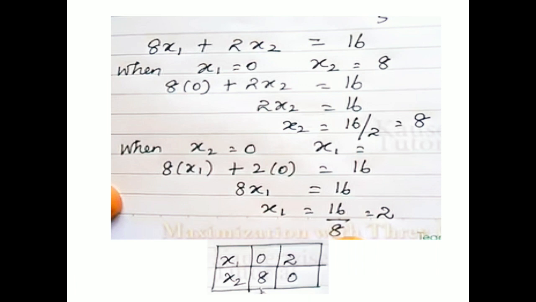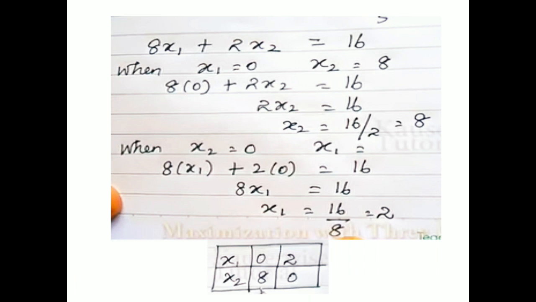So after putting x1 is equal to 0 in this equation, 8x1 plus 2x2 is equal to 16, and solving the equation, I got x2 is equal to 8. Similarly, when I put x2 is equal to 0 in the equation and solve it, I got x1 is equal to 2. So the two sets of points are x1 is equal to 0, x2 is equal to 8, and for x1 is equal to 2, I got x2 is equal to 0.